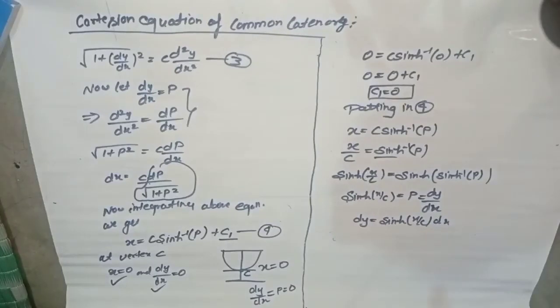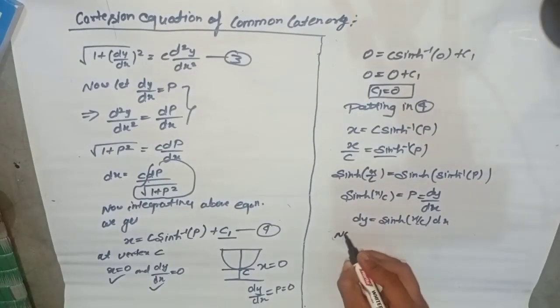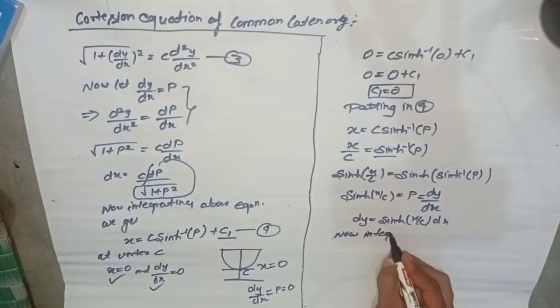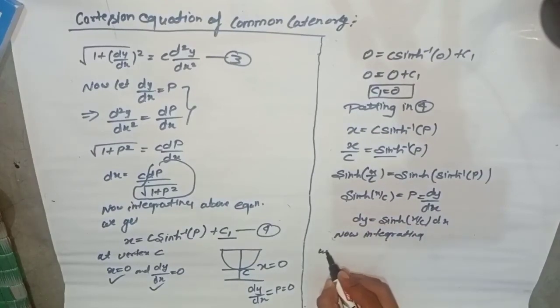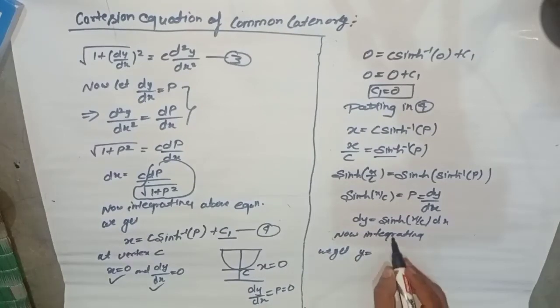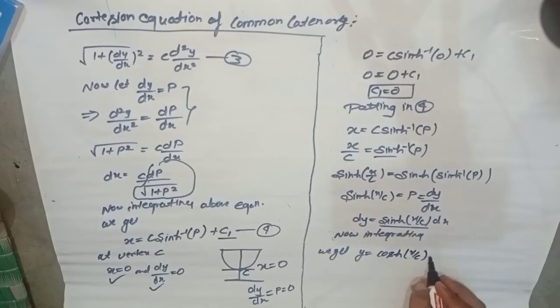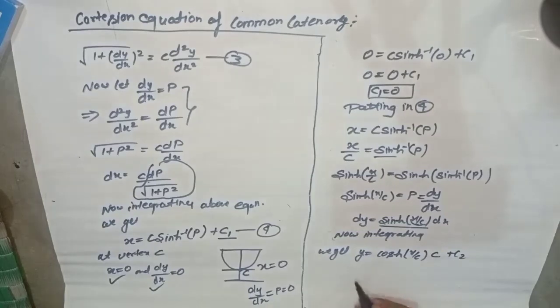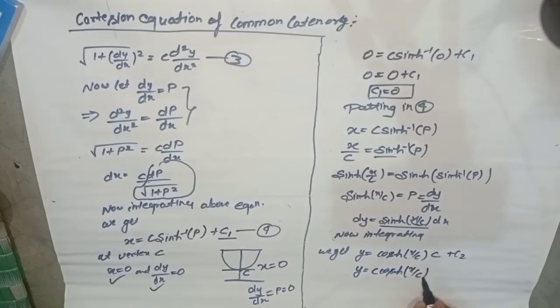Again we integrate this equation. Integrating, we get y equal to the integration of sine hyperbolic x by c, which is cos hyperbolic x by c, and we differentiate and divide by this, which gives c, plus c2. Now we get y equal to c cos hyperbolic x by c plus c2. This is equation 5th.